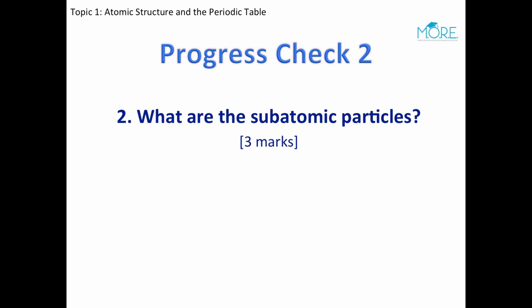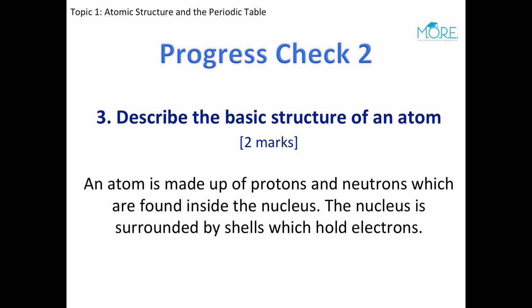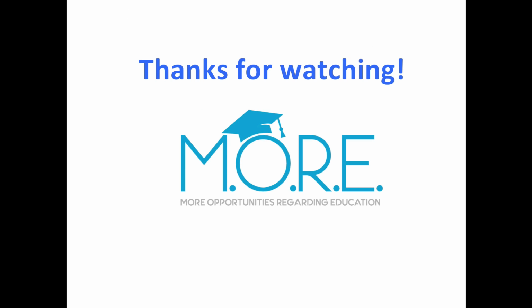Question 2, what are the subatomic particles? Proton, electron and neutron. And then question 3, describe the basic structure of an atom. An atom is made up of protons and neutrons, which are found inside the nucleus. The nucleus is surrounded by shells which hold electrons.